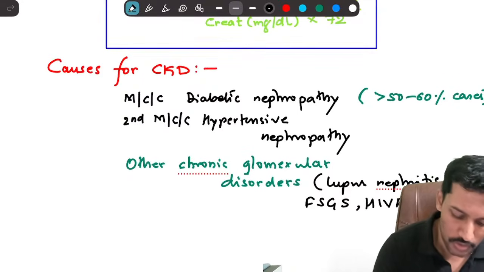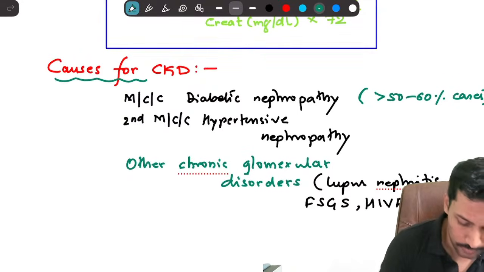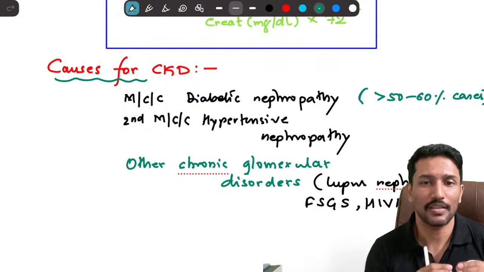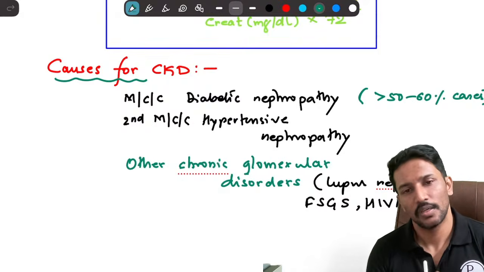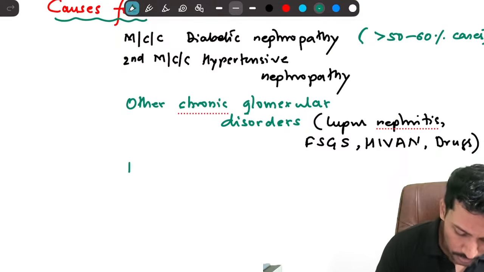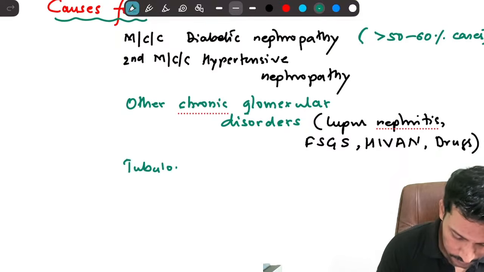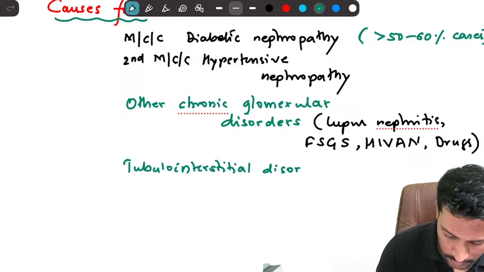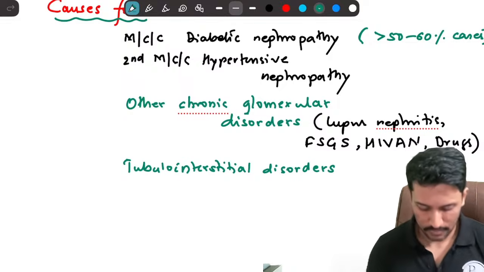So when it comes to the causes for CKD, I want you to mention 3 points. Most common is diabetic nephropathy. Second most common is hypertensive nephropathy. Other chronic glomerular disorders and tubulointerstitial disorders are relatively less common causes. Okay.